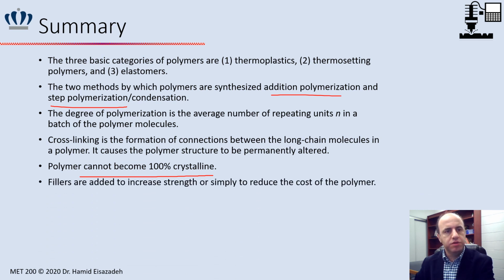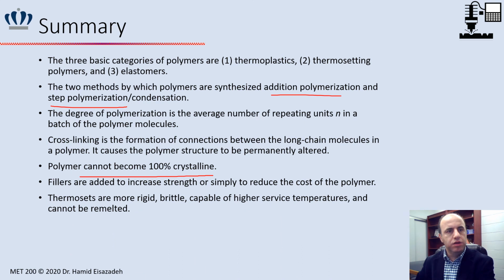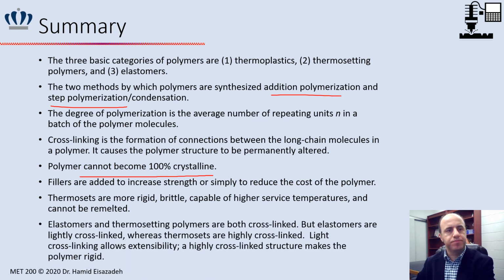We can add filler to increase the strength or change the property characteristics of the polymer. Thermosets are more rigid and brittle and capable of a higher surface temperature. However, they cannot be remelted. Elastomers and thermosetting polymers are both cross-linked, but elastomers are lightly cross-linked, and thermosets are highly cross-linked.